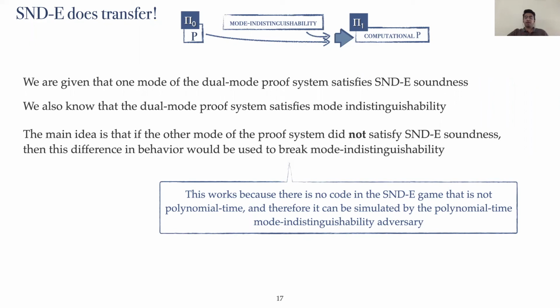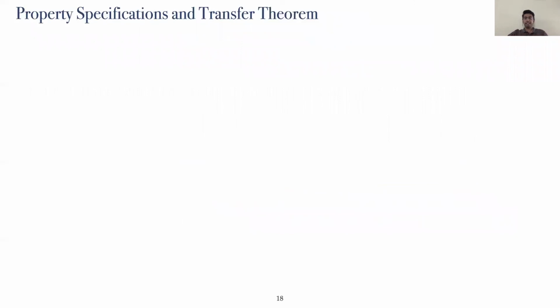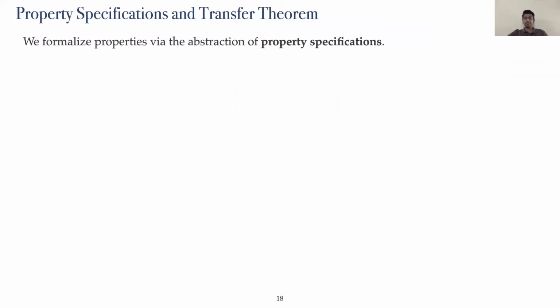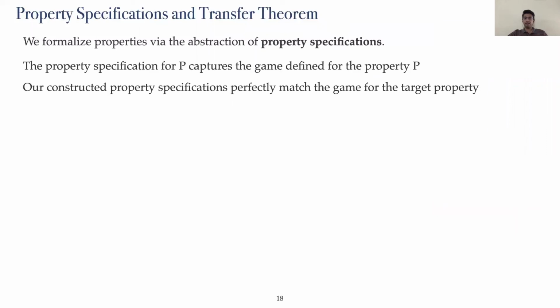We would prefer not to have to prove individually for each property of interest whether that particular property transfers. Therefore, we create the abstraction of a property specification. A property specification captures the game that corresponds to a particular property P. We do note that there are slight differences to the property specification based on whether the game problem is of a decision type or a search type.